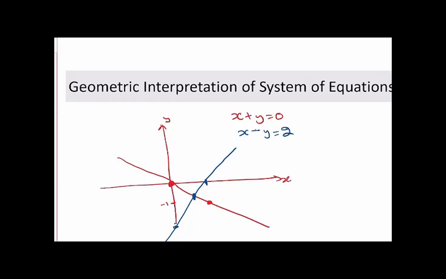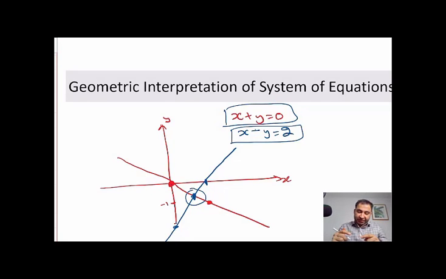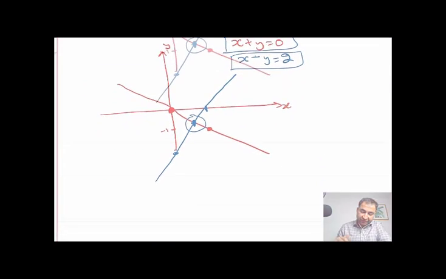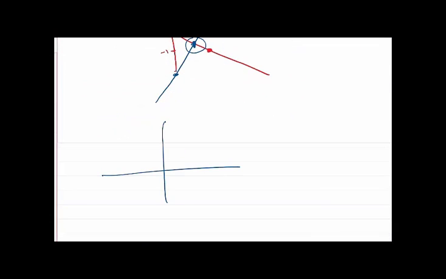Geometrically, a system of linear equations means plotting the individual equations, so x plus y equals 0 and x minus y equals 2, and the point where they intersect is that unique solution. I said earlier that you can have one of three possibilities. Either you have a unique solution, which is the case shown here, or you can have a situation where you have no solution at all. That would be a case where you have parallel lines. Imagine one equation that goes like this, and another equation going like this. They are parallel and they will never intersect. So this is a case of no solution.